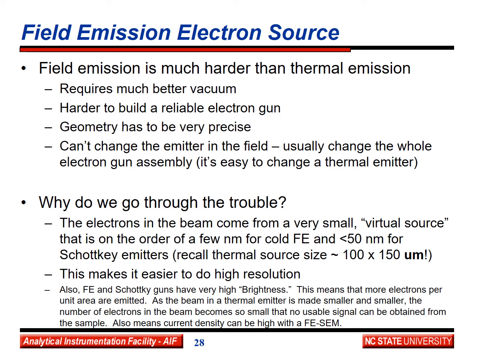Field emission is hard. It is much harder than thermal emission. It requires a much better vacuum. It's much more difficult to build a reliable electron gun. The geometry has to be extremely precise. You cannot change the emitter tip itself in the field. You change the whole electron gun assembly. The microscope is down for 3 or 4 days while you do this.